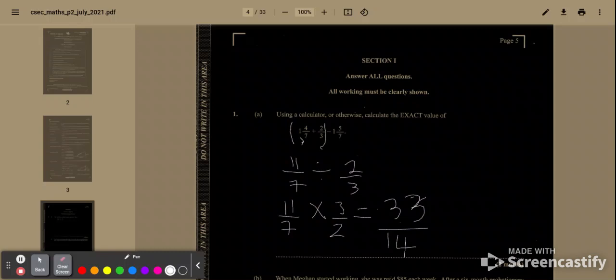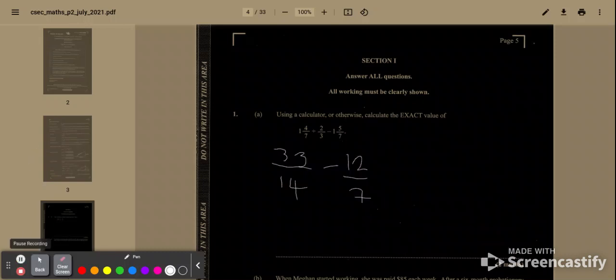Now we need to take 33 over 14 from 1 and 5 over 7. But here we have a mixed fraction, so we need to change it into an improper fraction. We multiply the whole number of 1 by the denominator of 7, which gives us 7, and add the numerator of 5. 7 plus 5 gives us 12, so therefore 12 over 7. Now we're going to take 33 over 14 from 12 over 7.